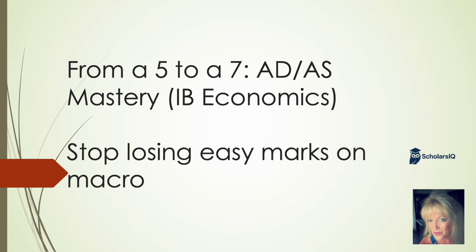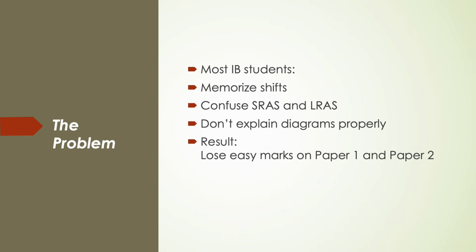If you're trying to move from a 5 to a 7 in IB economics, this is one of the biggest areas where students lose marks: AD-AS. And the issue is usually not the diagrams themselves, it's how you explain them. Most students can actually recognize the shifts, but they memorize them, confuse SRAS and LRAS, and don't explain what's happening clearly. So even if the diagram is correct, they lose marks in the explanation.